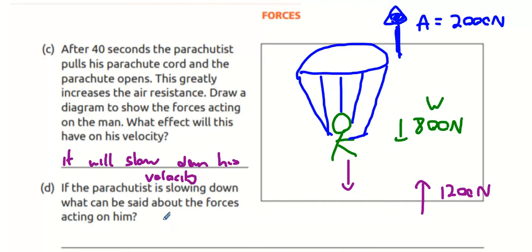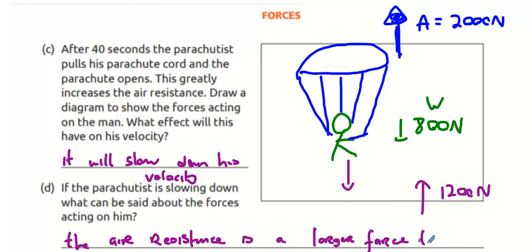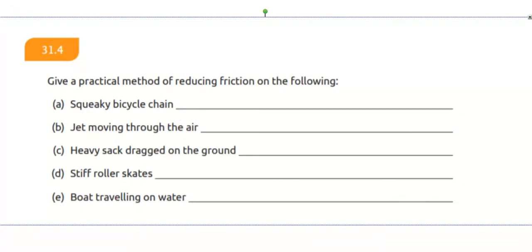If the parachute is slowing down, what can be said about the forces acting on him? The force is up. The air resistance is larger. The air resistance is a larger force than his weight. Is that okay?